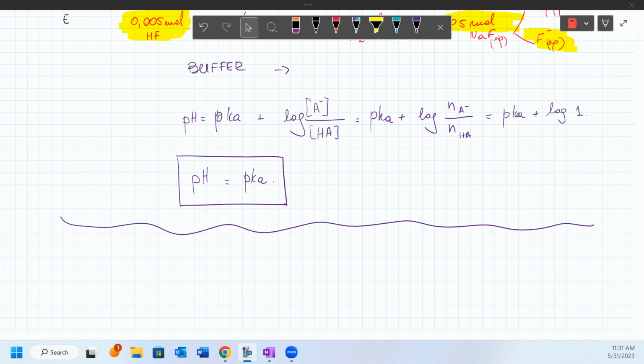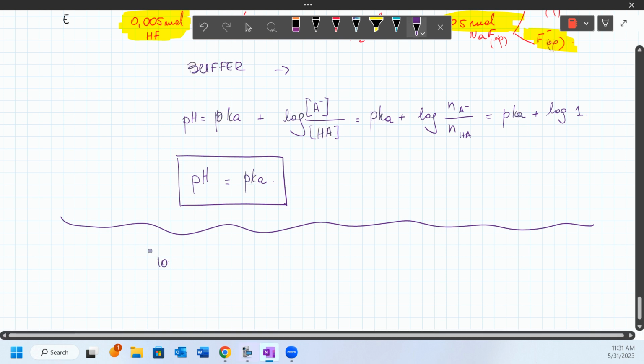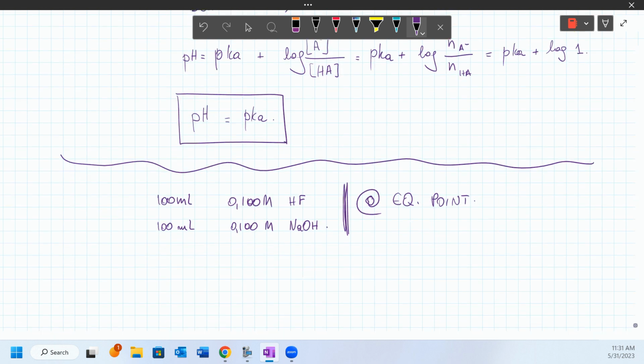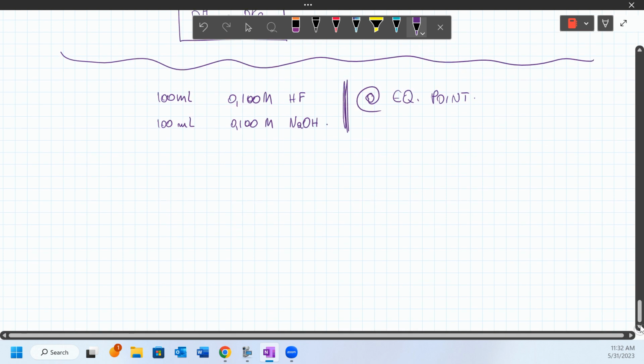But titration is the one. So now, what we will see is what happens at the equivalence point. So we have 100 mL of 0.100 molarity HF, and then we have 100 mL of 0.100 molarity NaOH. This means that we are at the equivalence point, at the point where the inflection is happening, at the point where the number of moles of both acid and base are the same. You can see it's the same volume, the same concentration, and you have the weak acid and the strong base. Like in everything, we will start with the reaction.